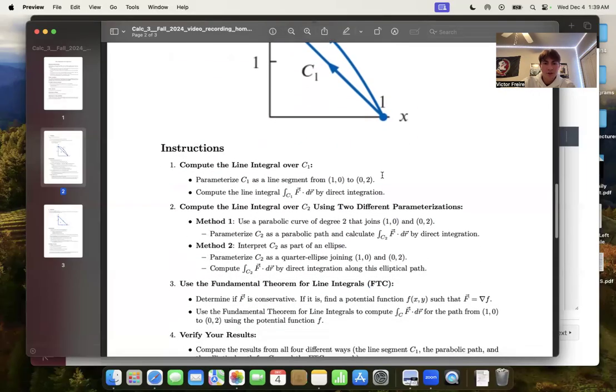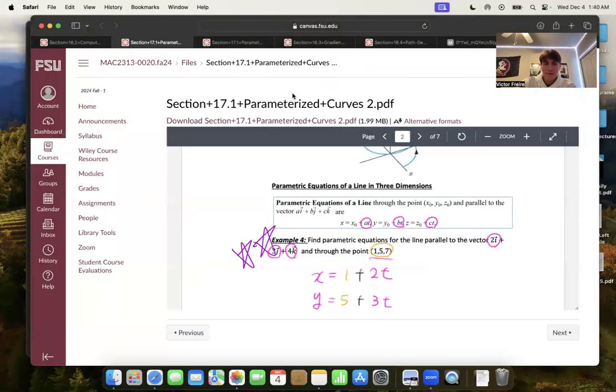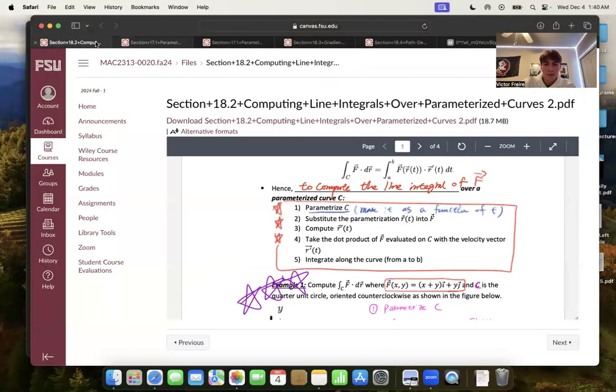So if we go over here to the instructions, the first step is going to be to compute the line integral over C1. So let me go to my work here real quick. All right. So I just redrew the graph right here, and I wrote F equals xi plus yj. And then I got the steps right here to compute the line integral. So the reason I know these steps is if we go back to the notes here real quick.